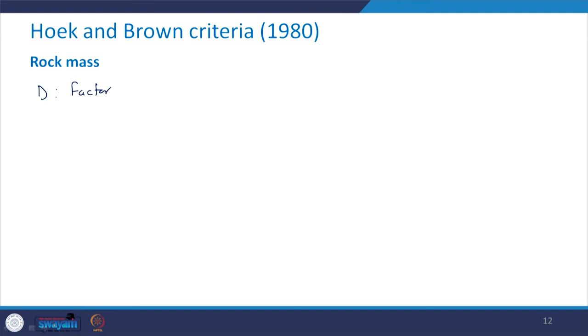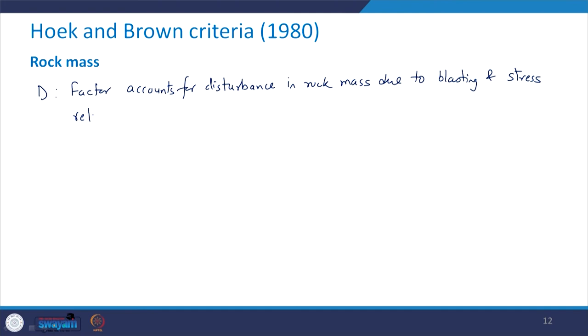So, this D is the factor that accounts for the disturbance in rock mass due to blasting and the stress relief. I will tell you a little later how this parameter is determined. For the time being, just keep in mind that this D varies in the range of 0 to 1.